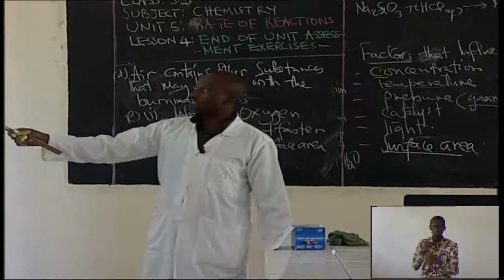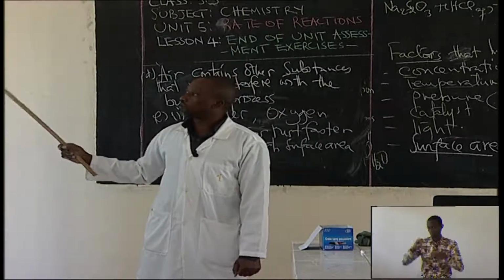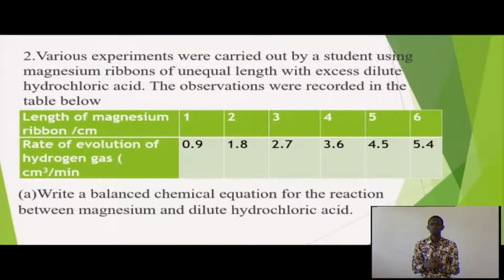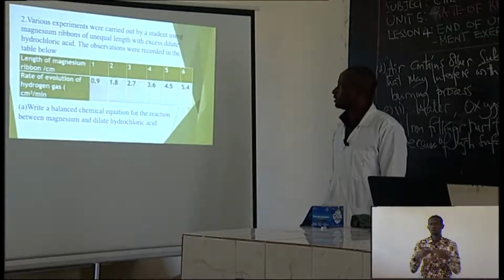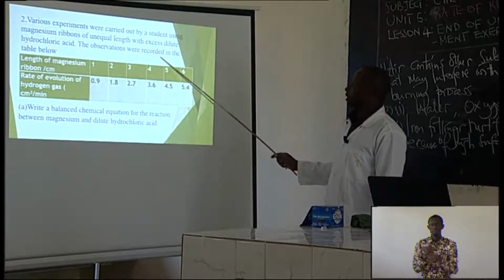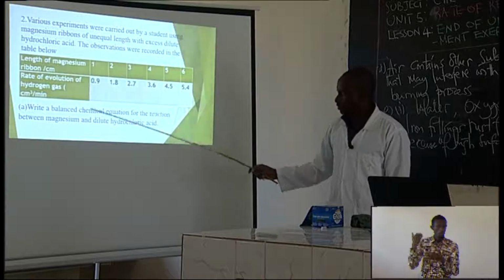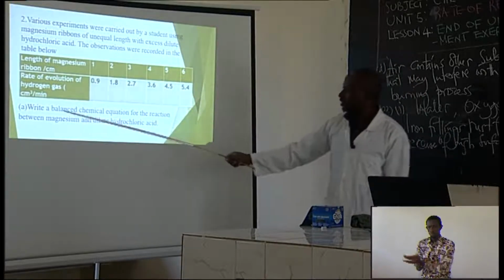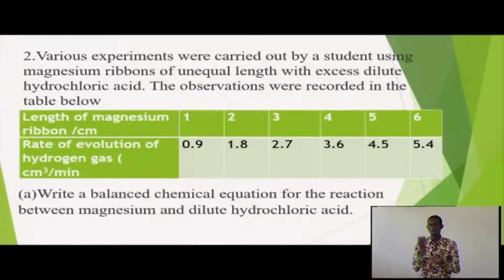Number two, various experiments were carried out by students using magnesium ribbon of unequal length with excess dilute hydrochloric acid. The observations were recorded in the table below. These are the observations. Write a balanced chemical equation for the reaction. Magnesium ribbon with excess dilute sulfuric acid. I think you are writing it down.